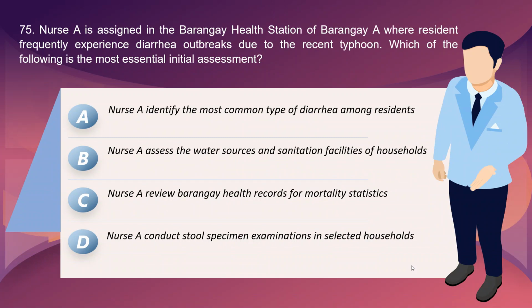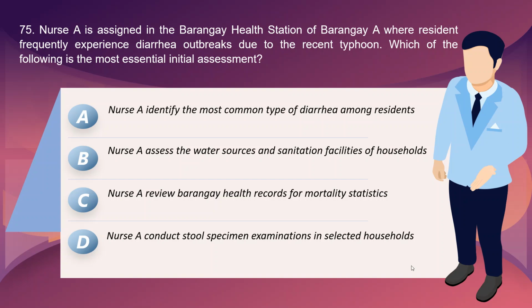Nurse A is assigned a barangay health station, Barangay A, where residents frequently experience diarrhea outbreaks due to the recent typhoon. Which of the following is the most essential initial assessment? Is it A, Nurse A identified the most common type of diarrhea among residents? B, Nurse A assessed the water sources, sanitation facilities of households. Letter C, review barangay health records for mortality status or statistics. Letter D, conduct stool specimen examination in selected households.